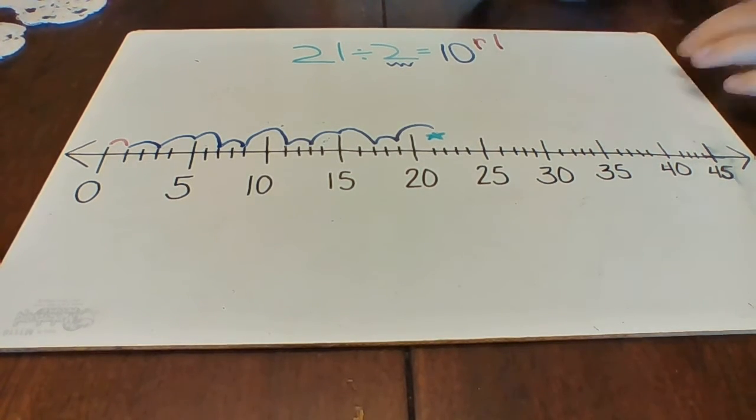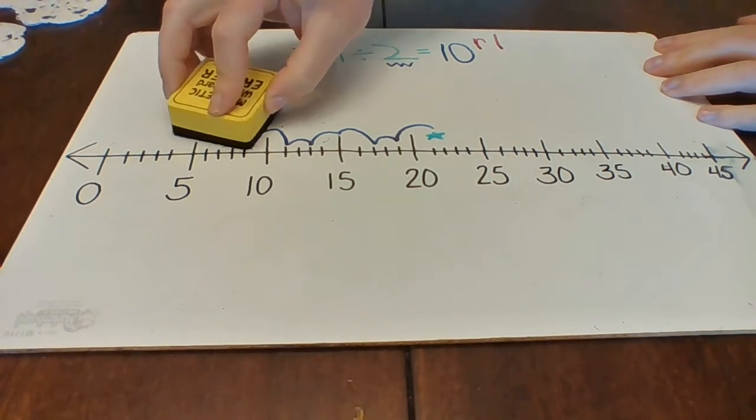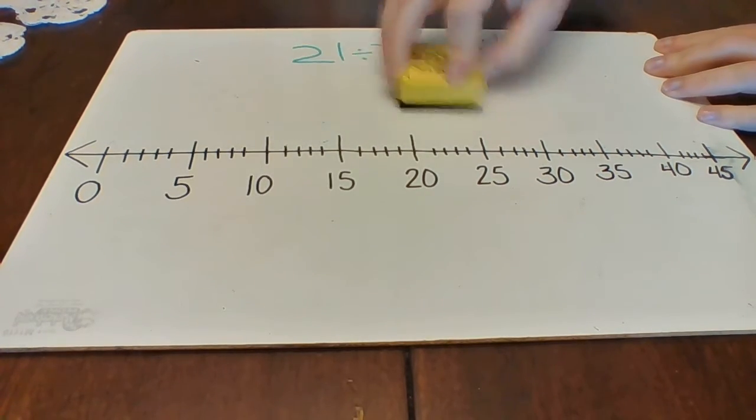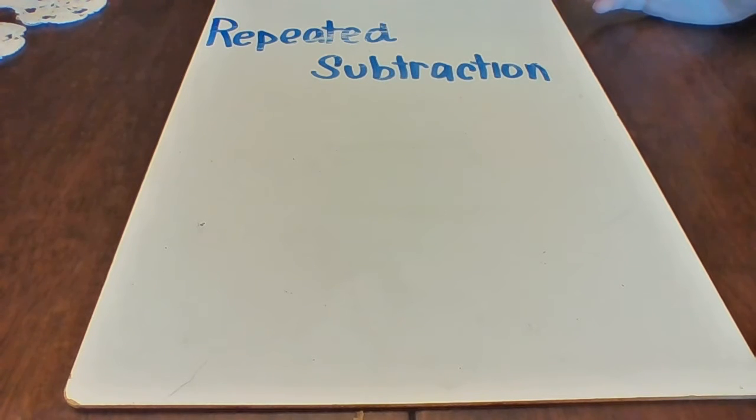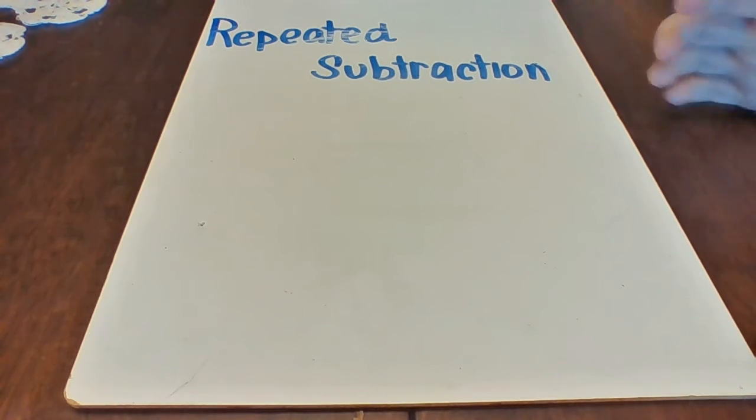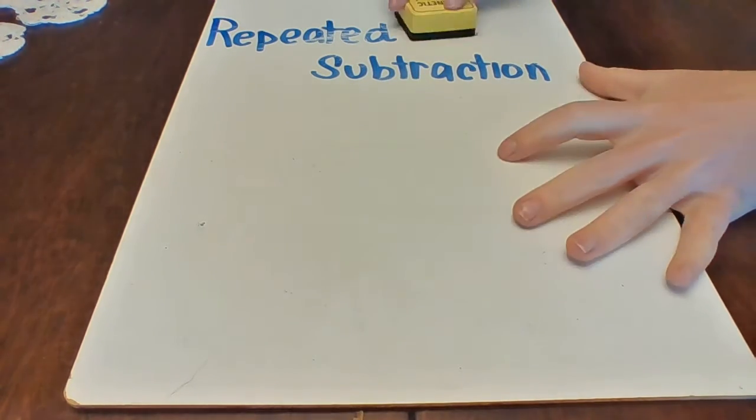Now another way to do hopping down the number line, if you don't have a number line or you don't feel like making one, is just to use repeated subtraction. When we use repeated subtraction, we start at our number and we subtract by the same number until we get to 0. Let's try with 15. And we're going to divide 15 by 3.